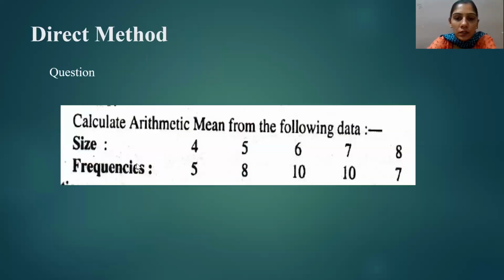Let's come to the questions. In this question, we have to calculate the mean for the following data. We are given size and frequency. The values of x and f are given. The size is 4, 5, 6, 7, and 8, and the frequencies given are 5, 8, 10, 10, and 7.